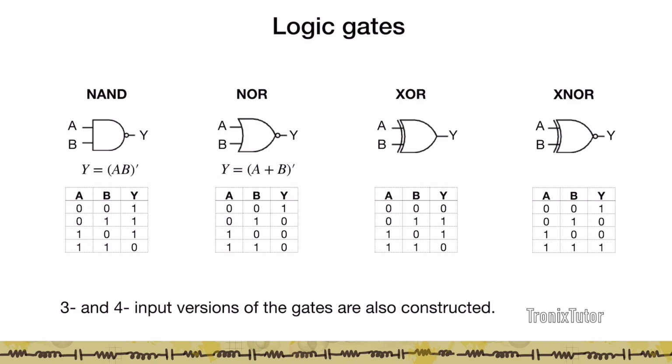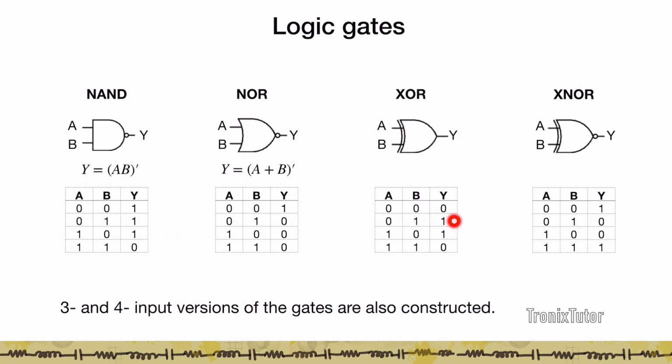So in the NAND gate, the output is always high, and it goes low only when both inputs are high. In the NOR gate, the output is always 0, and it goes high only when both the inputs are 0. So the NAND and NOR are kind of duals of each other.